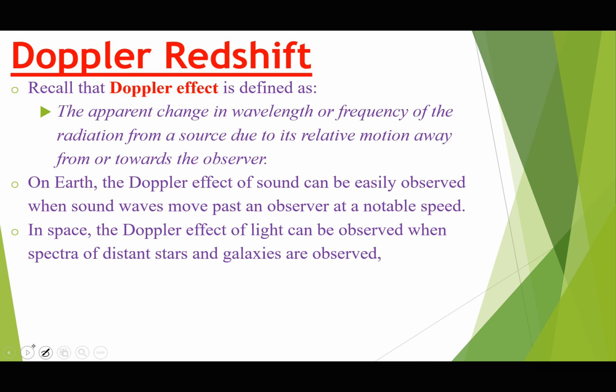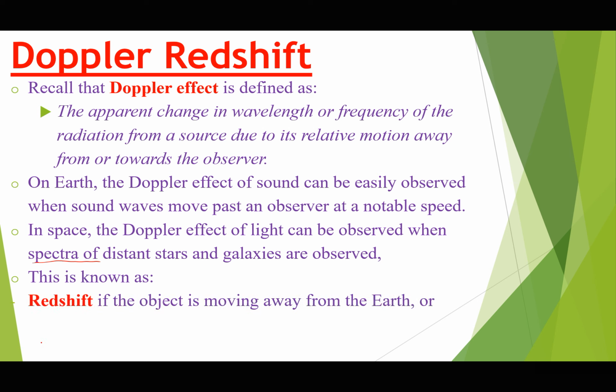So in space, the Doppler effect of light can be observed when the spectra, those are the spectral lines I've been talking about, of distant stars and galaxies are observed. And this is known as the redshift if the object is moving away. So the reason why astronomers argue that the universe is expanding, as we shall see later on, is because of this redshift. Why is there a redshift?